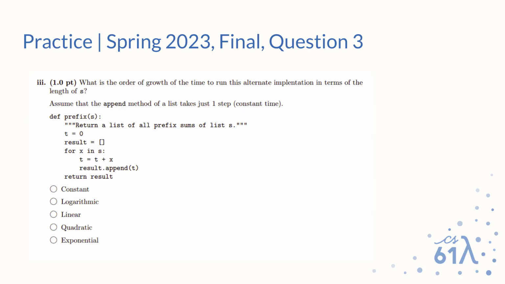The code is called prefix, right? It first sets variable t equal to 0. We'll have an empty list, and then for x in S, it's going to change the value of t, and then it's going to append t. Okay, and then you're going to return the result of that.